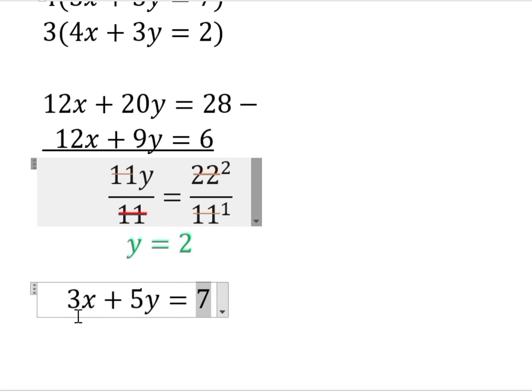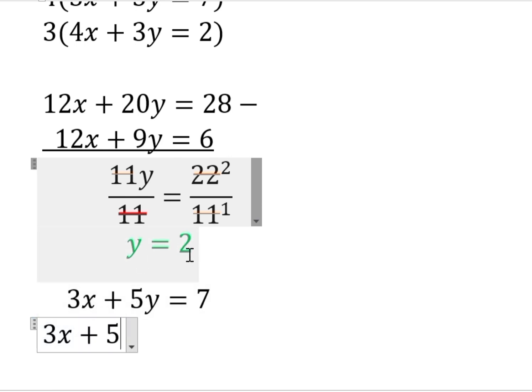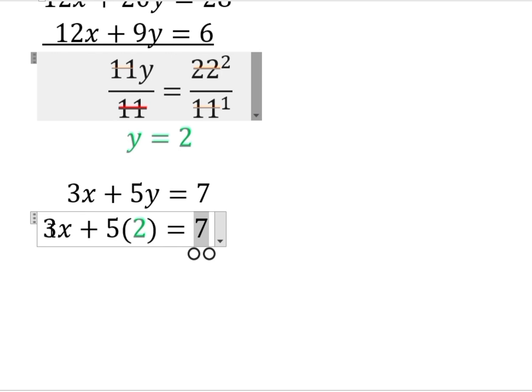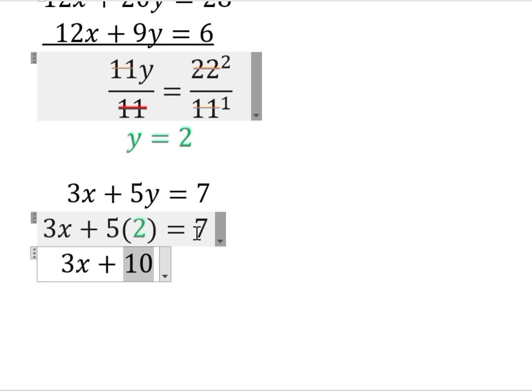you will have 3x plus 5. Instead of y, you write in 2. So 5 into 2 is equal to 7. Then that means 3x plus 10, because this times this gives us 10, is equal to 7.